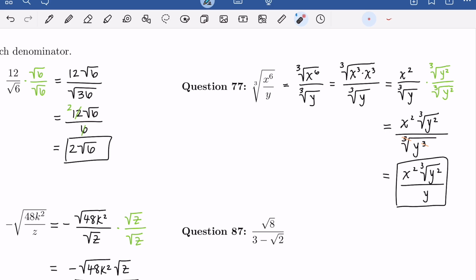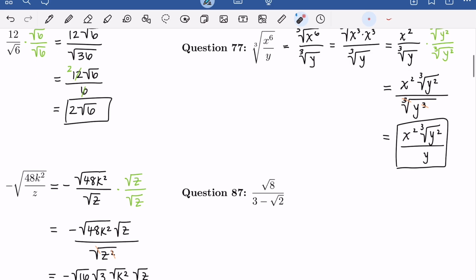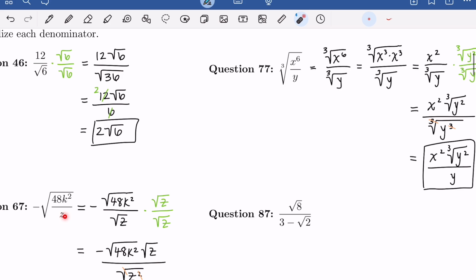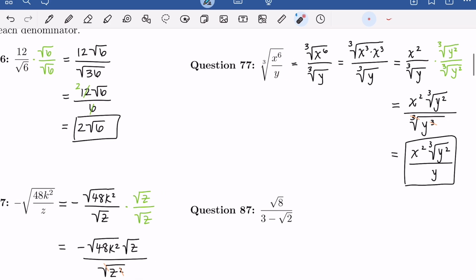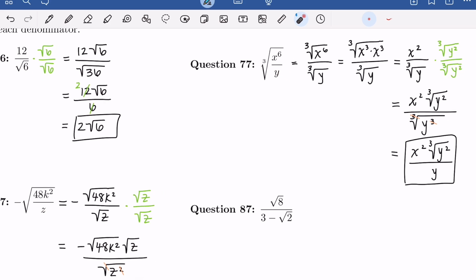All right, so let's move on to question 87. So again, we're going to have to rationalize this because we have a radical in our denominator, so this is not fully simplified. But in this case, we have a binomial expression in our denominator. So far, we've only dealt with one term in our denominator, so we only needed to multiply by one term in the numerator and denominator. So in this case, this brings us back to our idea of conjugates.